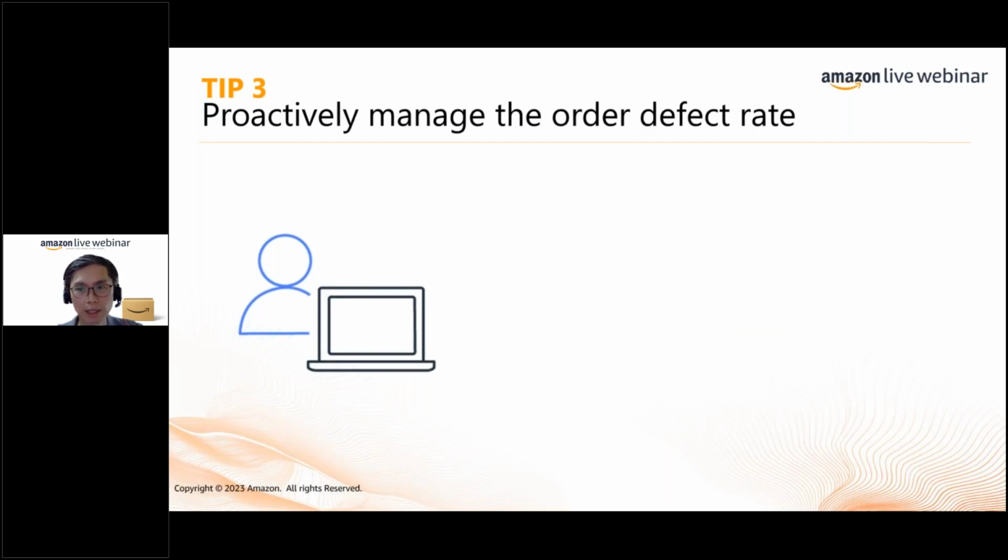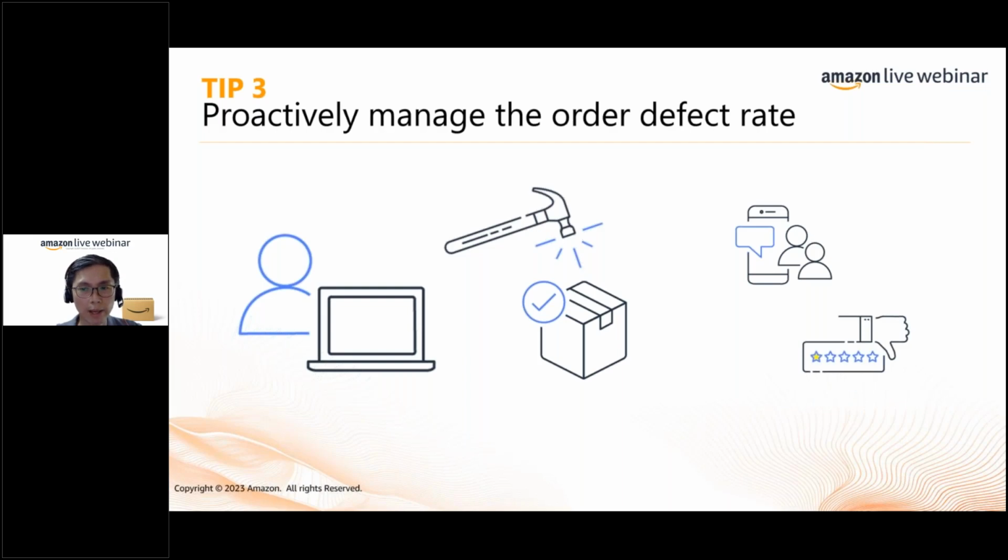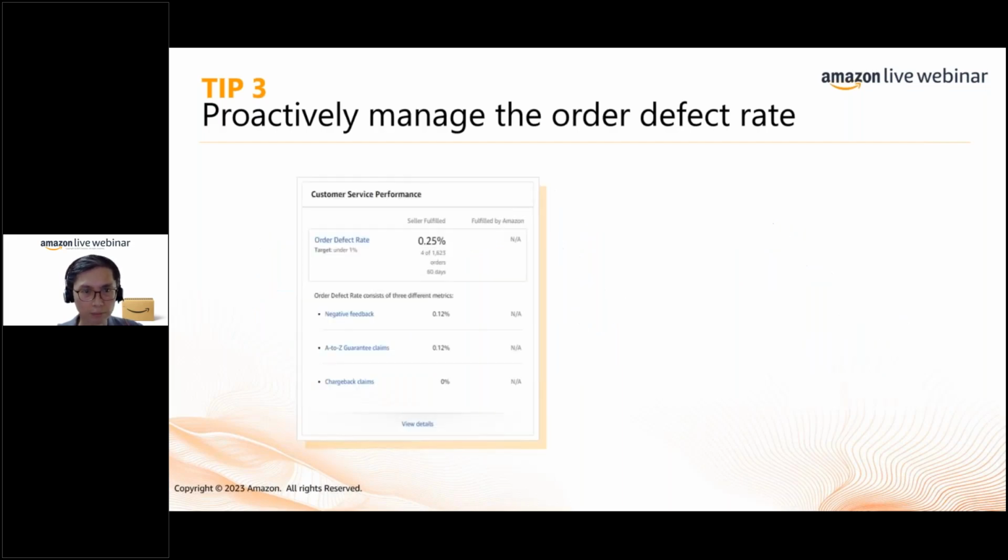So an example here is like, Tony orders a laptop. The delivery is successful, right? But the box is clearly damaged. And then due to the damaged box, the product is scratched. So this buyer, Tony, files an A to Z claim. And another customer also filed similar claims. And these 2 customers end up also leaving a negative feedback. So that would actually cause your defect rate to be affected. So in the example, your order defect rate increased to 0.25%.